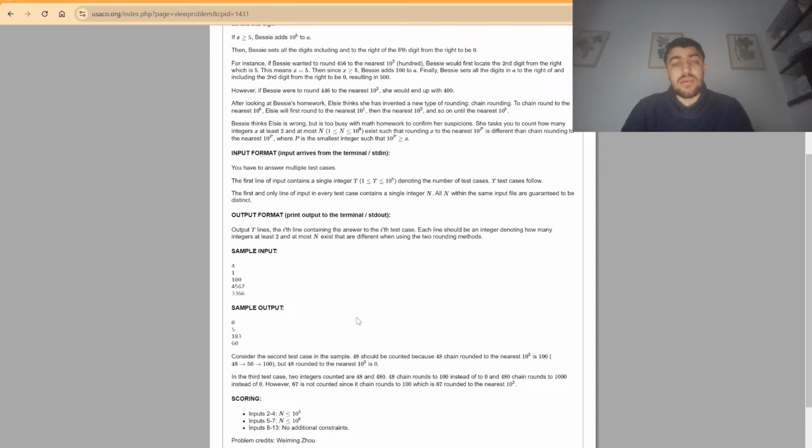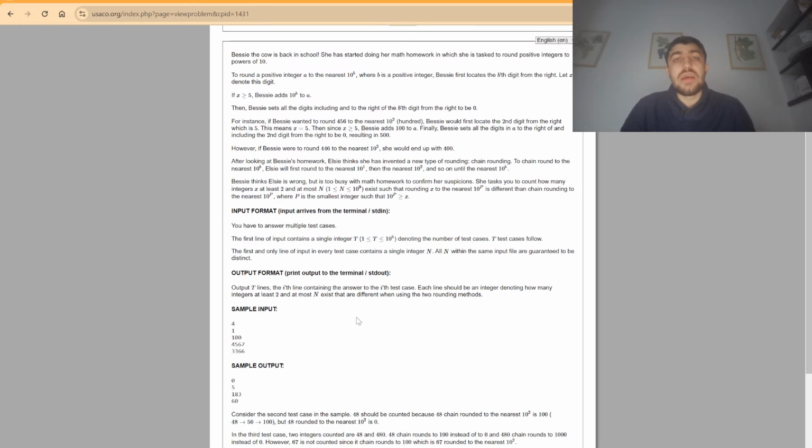And the fact that we have such big constraints requires us to think of a way to find some pattern regarding the numbers which work. And this was actually the first thing I ended up doing. So basically I simulated the normal rounding as well as the chain rounding for all numbers up to 1000. So I went for some small numbers.